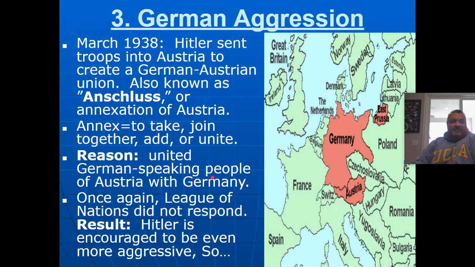In 1938, Hitler sends troops into Austria to create a German-Austrian union known as Anschluss. Anschluss is the annexation of Austria. Annex means to take or join, add or unite. The rationale for Anschluss was to unite the German-speaking people of Austria with Germany.